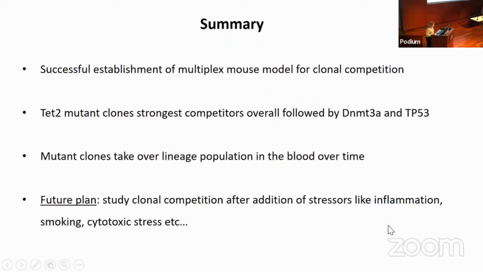In summary, we were able to successfully establish a multiplex mouse model to mimic clonal hematopoiesis in the mice. And in general, what we saw under just normal conditions is that TET2 seems to be the dominant clone here, followed by DNMT3A and P53. And in the blood for the lineage population, we saw that the mutant clones take over time.